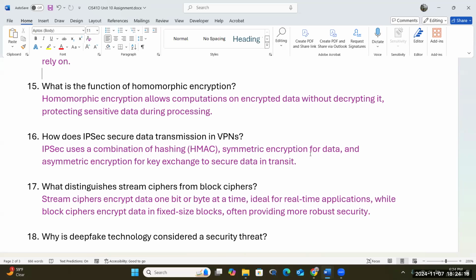The block cipher often gives you more robust security, but it's slower, compared to stream, which is closer to real time and faster.